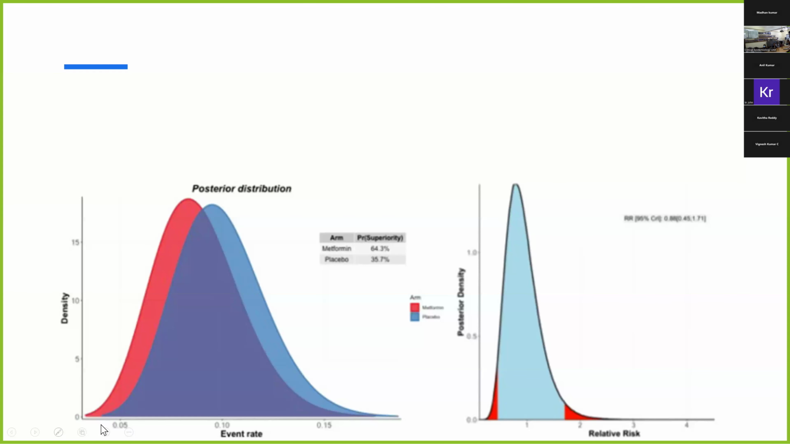From the study's outcome, here the x-axis shows the event rate and the y-axis shows the density. The blue curve per se points to placebo and the red curve per se points to metformin. Here they've used something called Bayesian statistics to show their outcomes. And the outcomes here are given in terms of probabilities as compared to the conventional statistical methods.